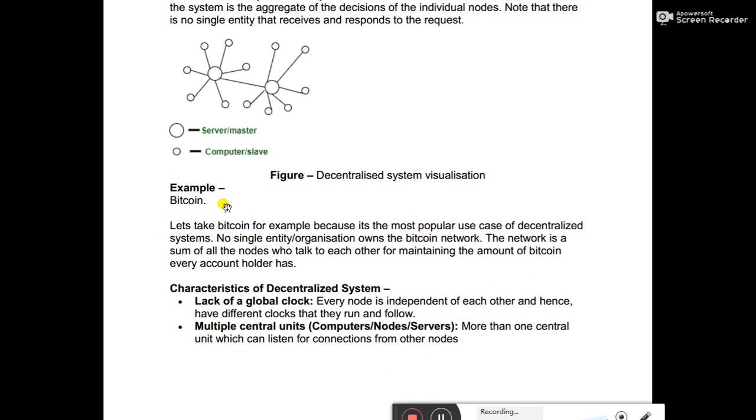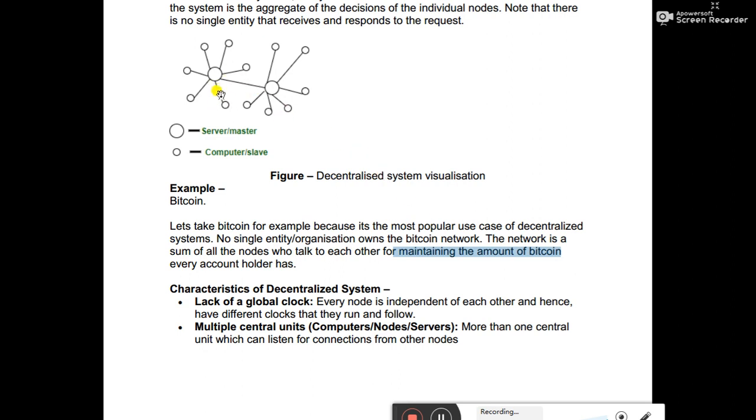Bitcoin is actually a cryptocurrency method. In this process, it uses decentralized system. No single entity or organization owns the Bitcoin network. The network is a sum of all nodes who talk to each other for maintaining the amount of Bitcoin every account holder has. So this is the process.